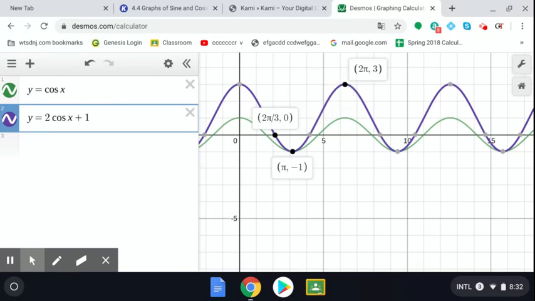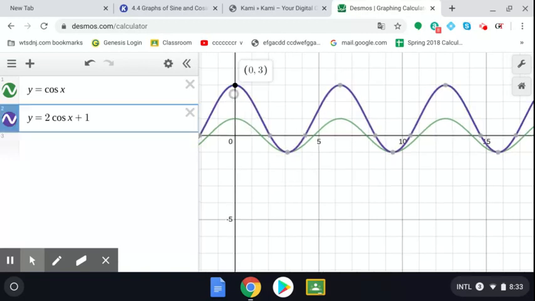But it should be 0, and then pi over 2 would be a 1, and then pi, negative 1, and then 3 pi over 2, 1, and then 2 pi would be a 3.